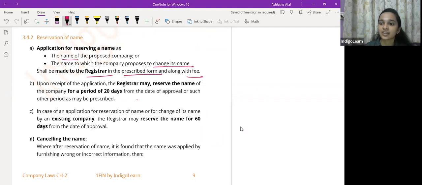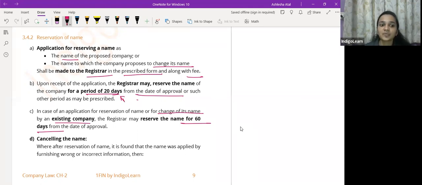For how many days will the registrar reserve the name? For a period of 20 days from the date of approval or any other period which is prescribed. And in case it is for reservation for change in the name of an existing company, in that situation the registrar will reserve the name for 60 days after approval. So if a new company is to be formed, the name will be reserved for a time span of 20 days. And in case of change in the name of an existing company, the reservation of name would be valid for 60 days.